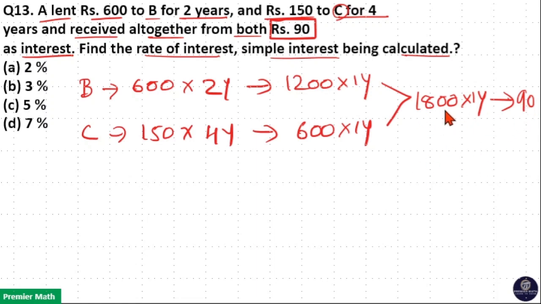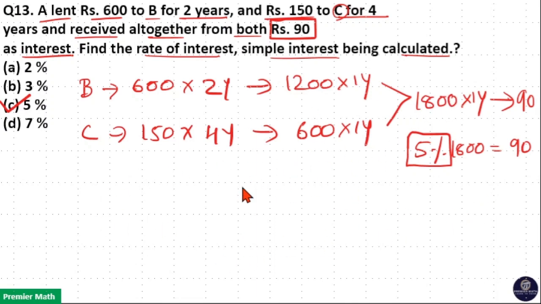Now 90 is how much percentage of 1800? 100 percentage of 1800 is 1800. 10 percentage of 1800 is 180. That means 5 percentage of 1800 is 90. That means rate is here 5 percentage. So option C is your answer. Rate is 5 percentage here.